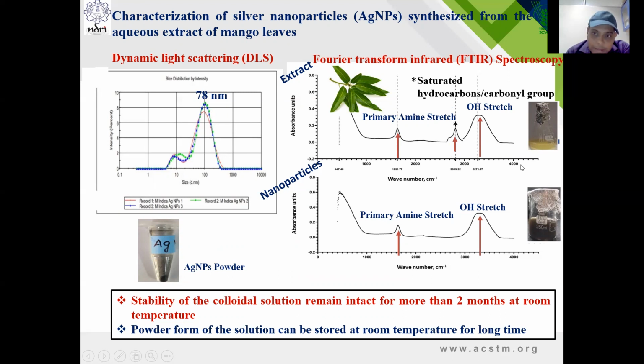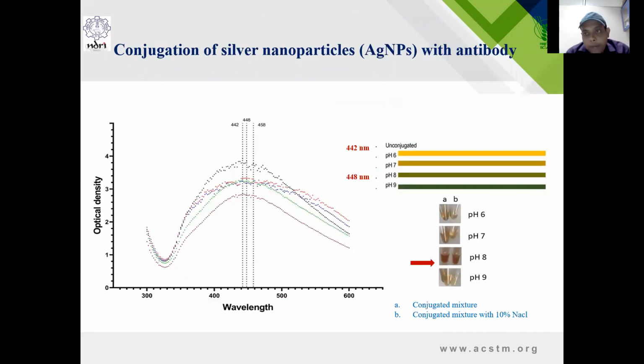And further, this nanoparticle we have synthesized in powder form, and we have seen that this powder form can be stored at room temperature for a long time, and it can be used at any time. So followed by, we have gone for conjugation of those silver nanoparticles with antibody. Conjugation can be done by active or passive methods also.